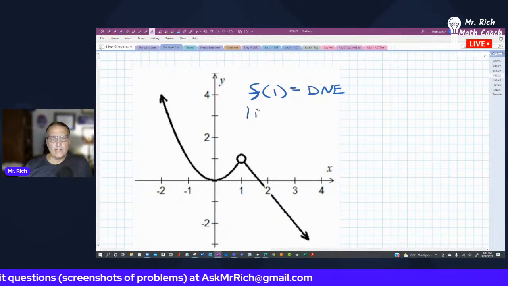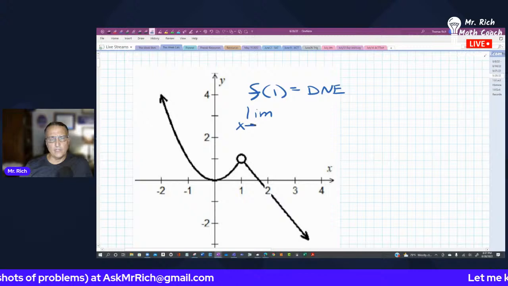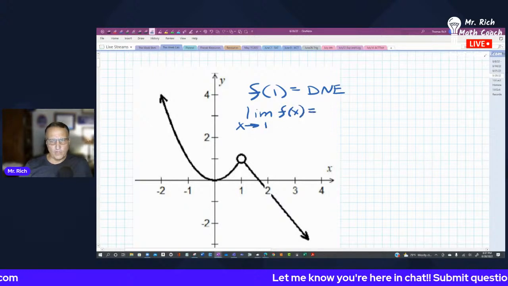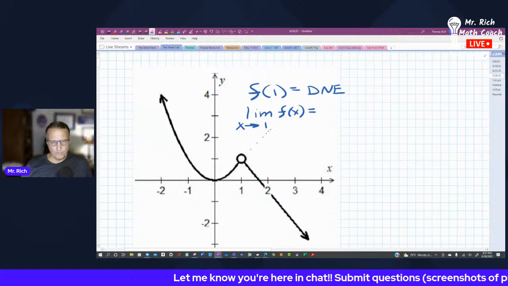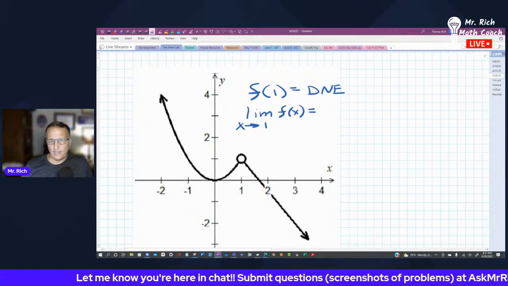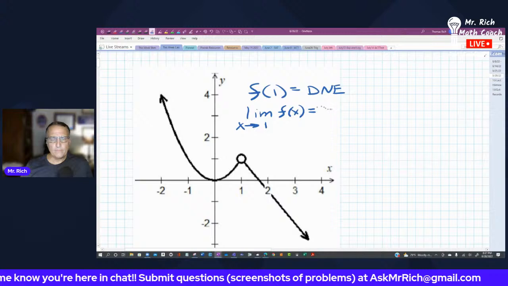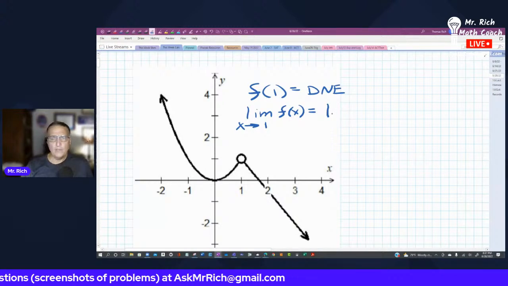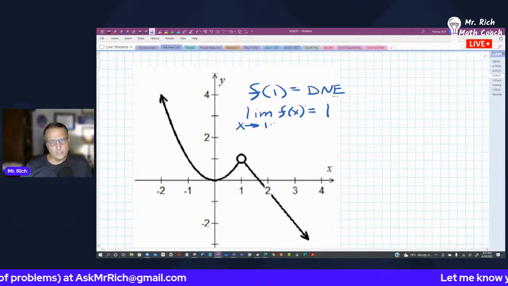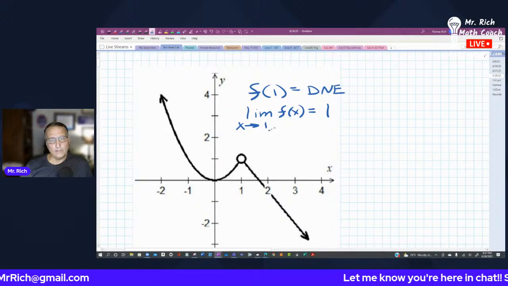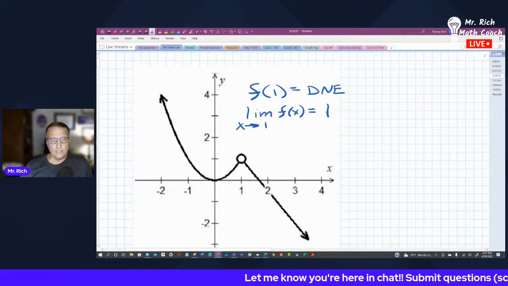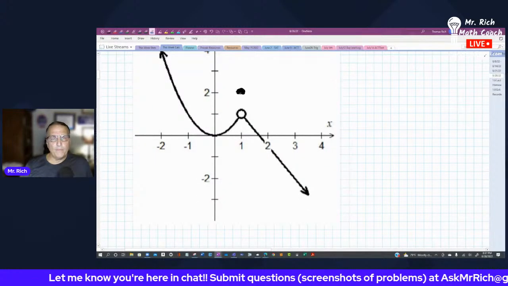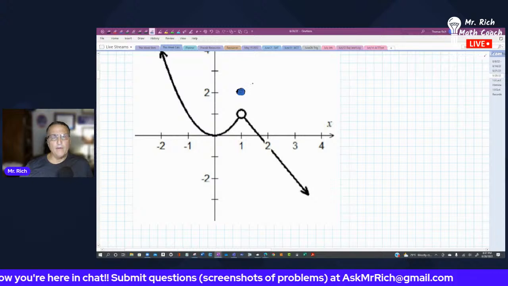Now, I could ask, does the limit exist? As we approach 1 for our function f of x, which implies, of course, we're looking at both the left hand and the right hand of 1, we do see that that function converges on the number 1. And so we would say that although the function doesn't exist at 1, the limit does exist, and that limit is the number 1. Let's look at that same function, though, but with a dot right there.